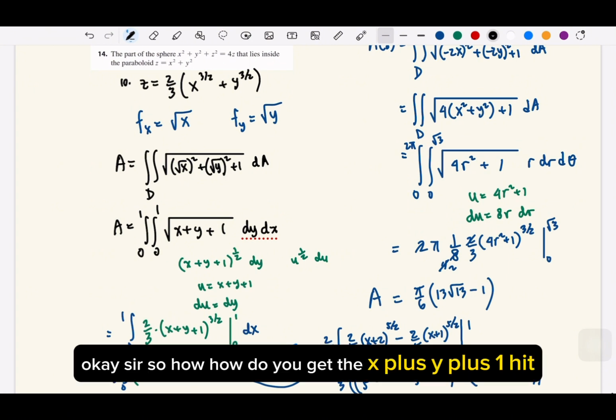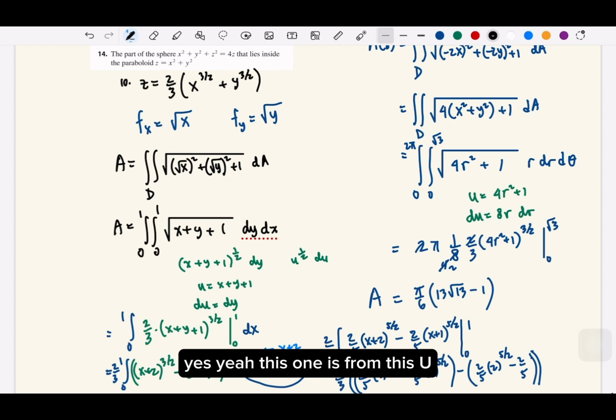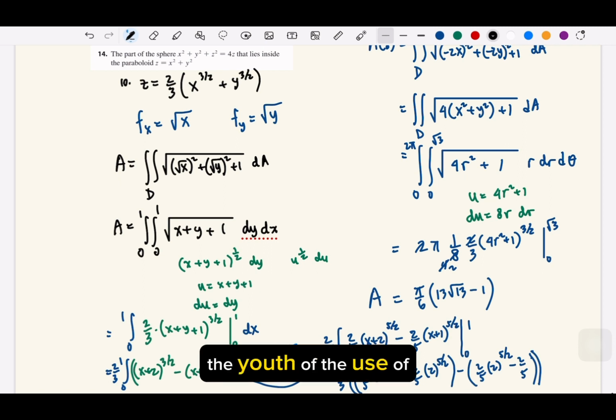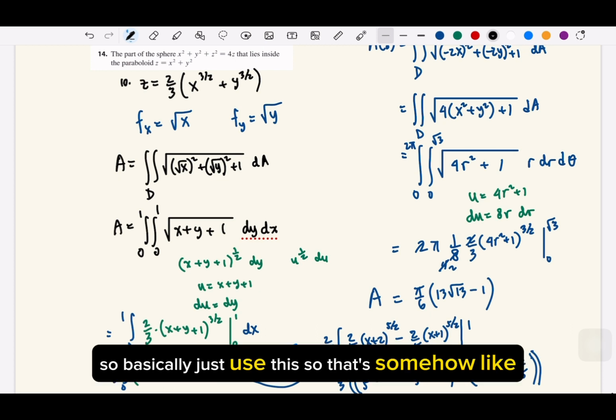Professor, so how do you get the x plus y plus 1? In here? Oh, this one? Yes. Yeah, this one is from this u. So u to the power half, and then dy is du, so this will be just integrating this. So this will be 2 over 3, u to the 3 over 2, right?